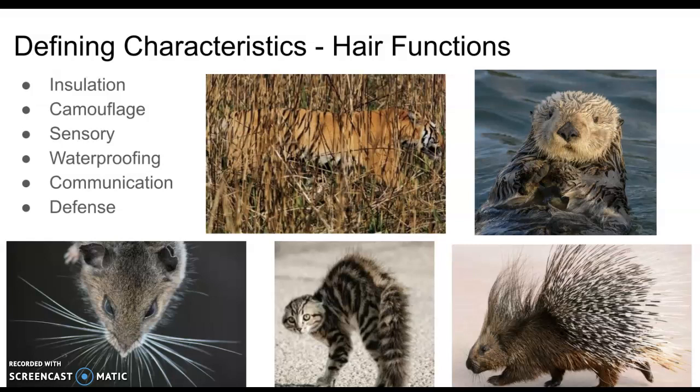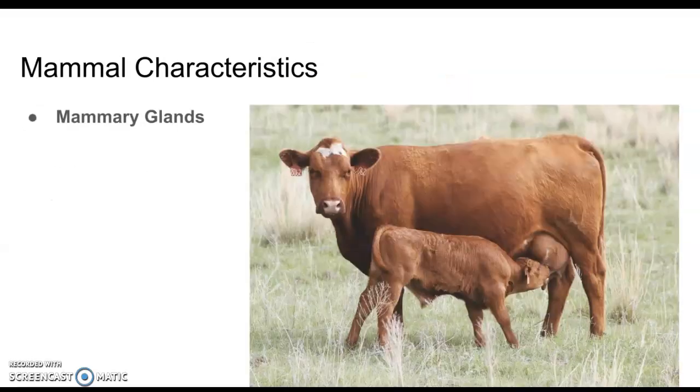If you can see the whiskers, they allow the organism to sense and feel around. It also allows for waterproofing. So in this case of the otter, where it goes swimming, it basically keeps it dry. It allows for communication. When you see these organisms here, like this cat, you understand that the cat is angry or afraid. And it can also be utilized for defense mechanisms.